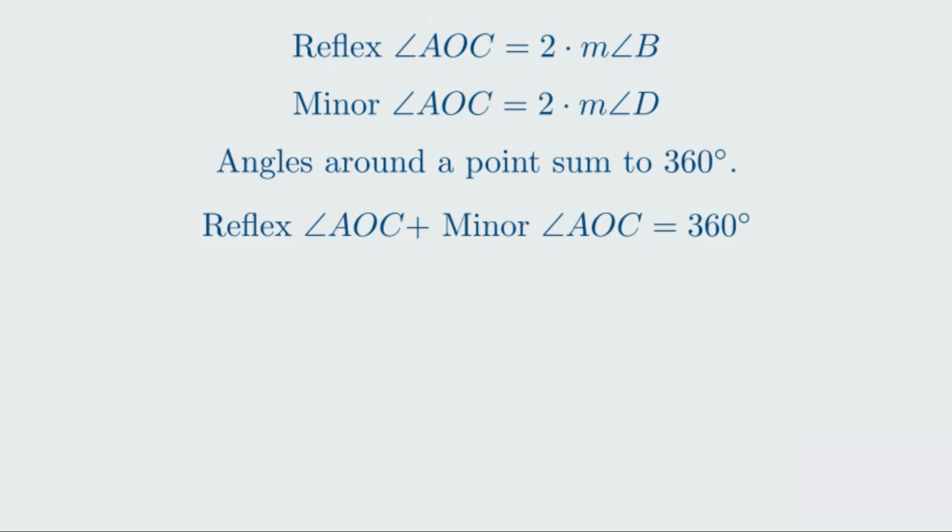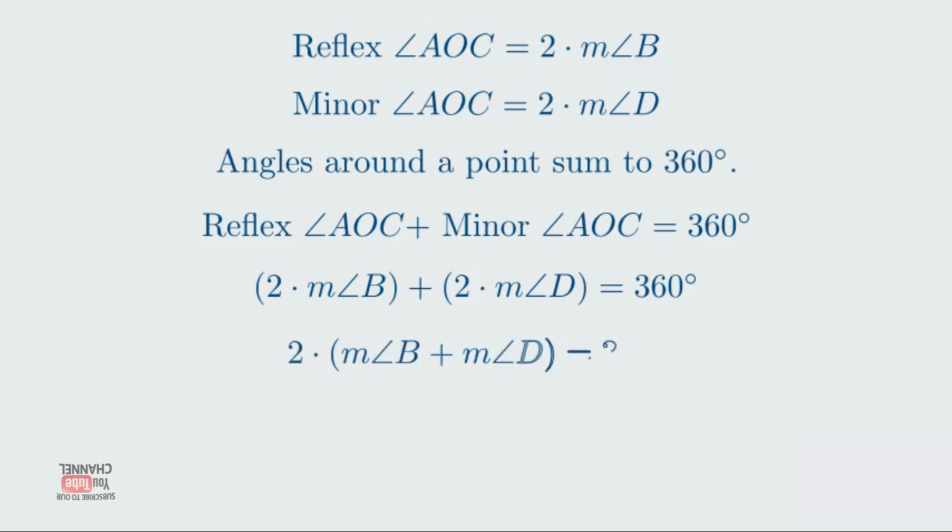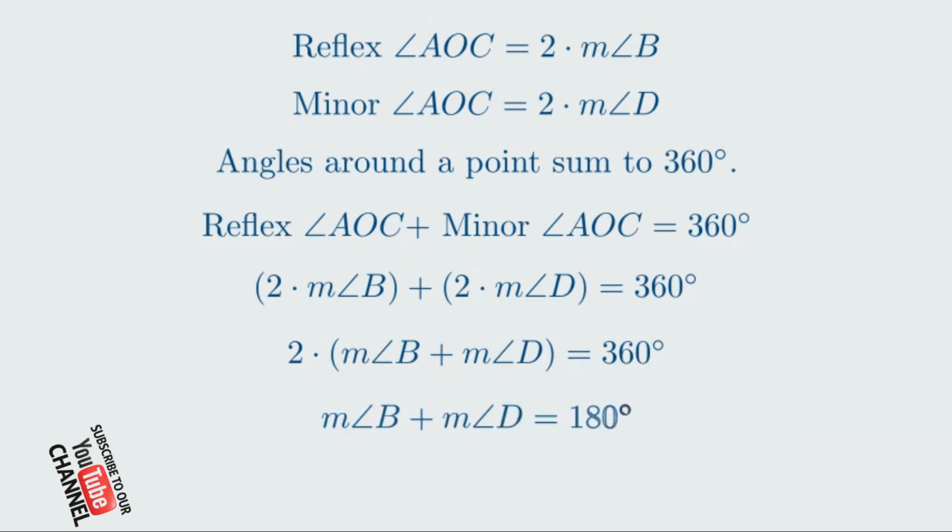Now, we can substitute our previous findings into this equation. This is where the magic happens. We know the reflex angle AOC is 2 times angle B, and the minor angle AOC is 2 times angle D. Let's substitute those into our 360-degree equation. Look at that! We have an equation with only angles B and D. Let's simplify. We can factor out the 2, giving us 2 times the quantity of angle B plus angle D equals 360 degrees. Finally, we divide both sides by 2 to isolate the sum of the angles. This gives us the measure of angle B plus the measure of angle D equals 180 degrees.